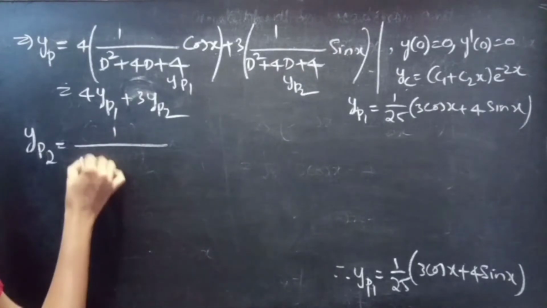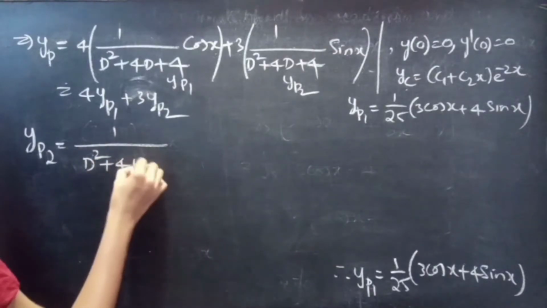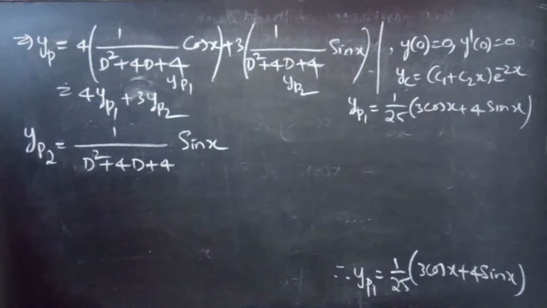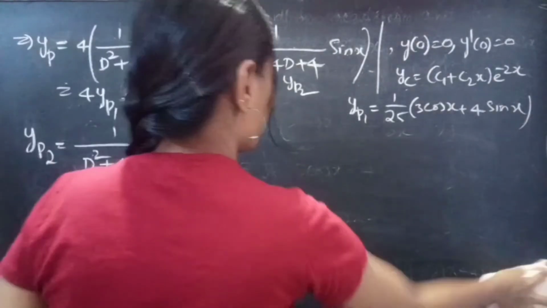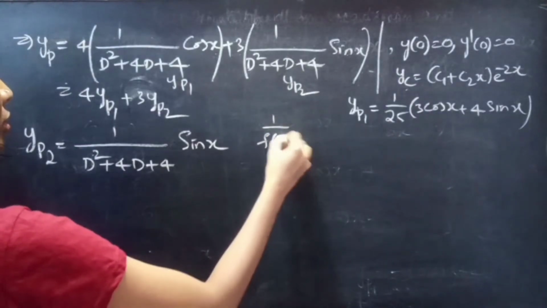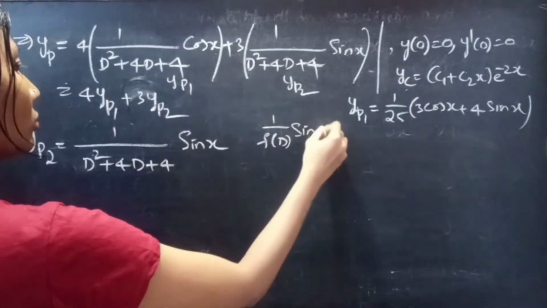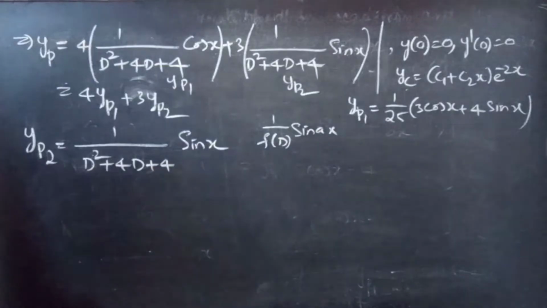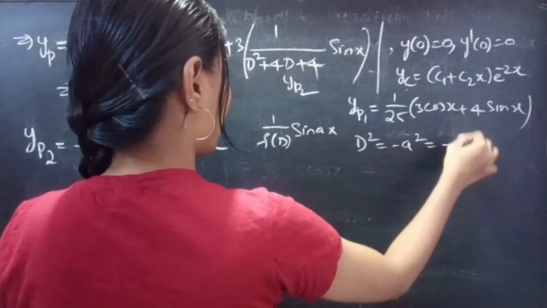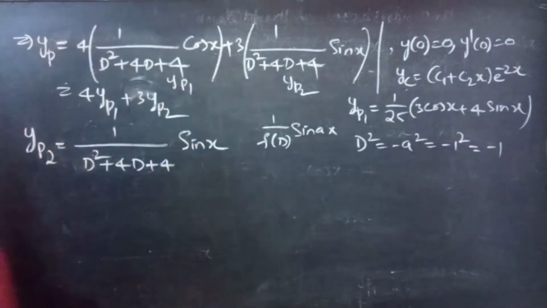One by f of D into sin x. So this is of the form 1 by f of D into sin ax. For a equals 1, we'll find D square, which is given by minus a square, which equals minus 1 square, equals minus 1.